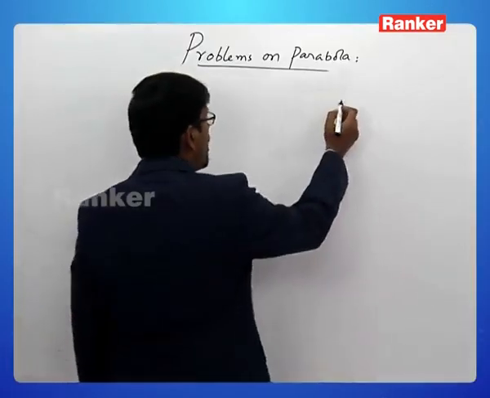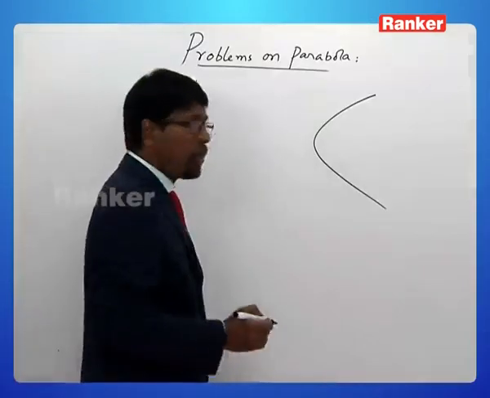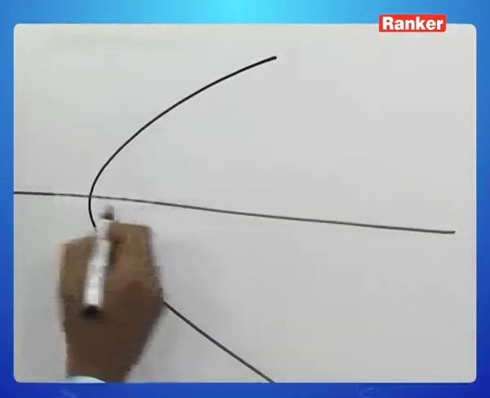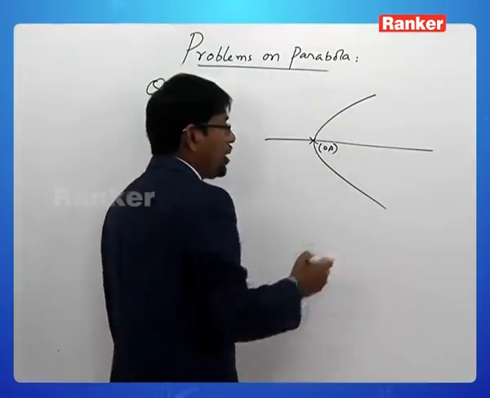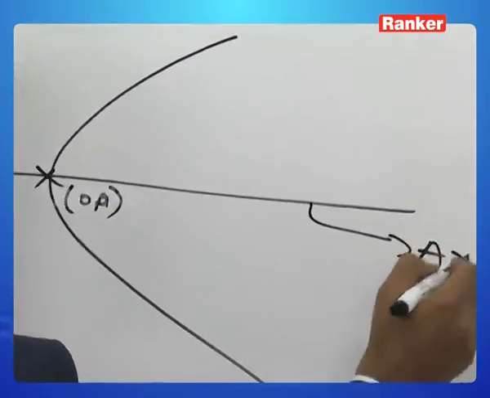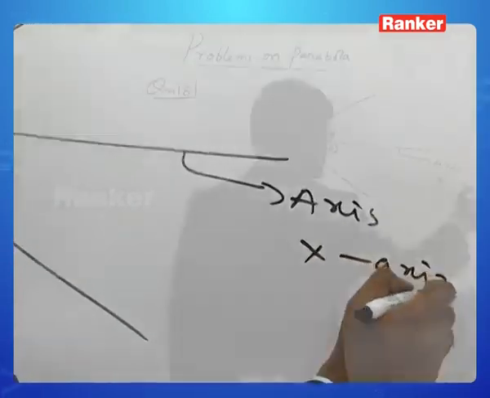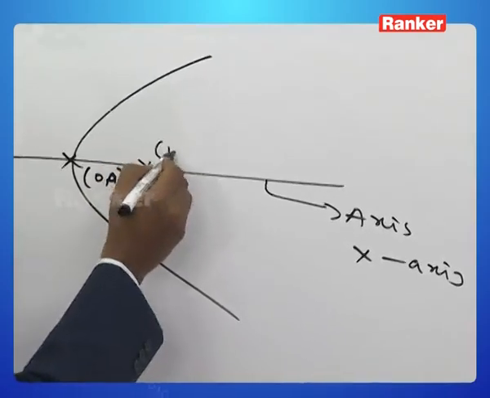Now, P is a point (1, 0). We have a parabola, y² = 8x. That is a parabola with vertex at the origin, and the axis is the x-axis. (1, 0) is some point P that's given to us.